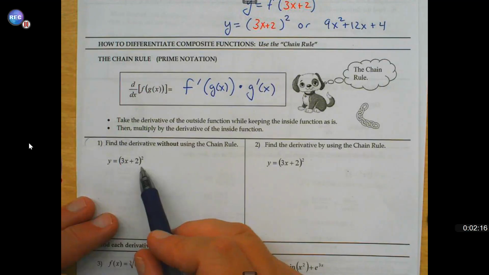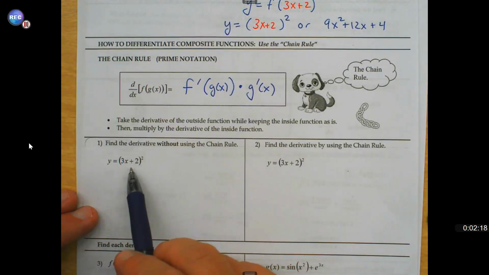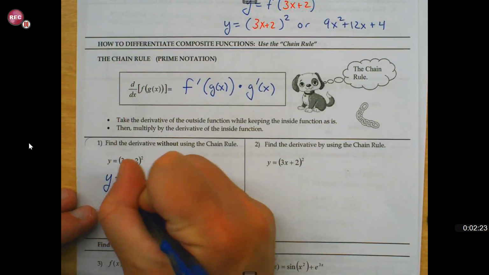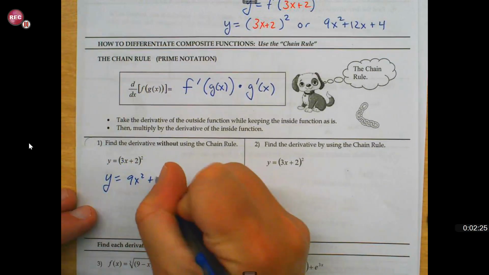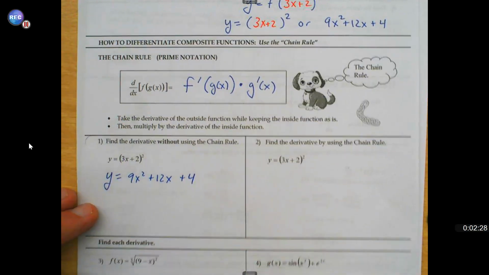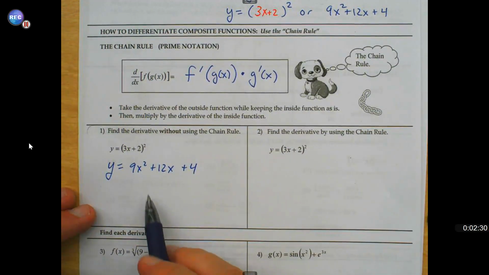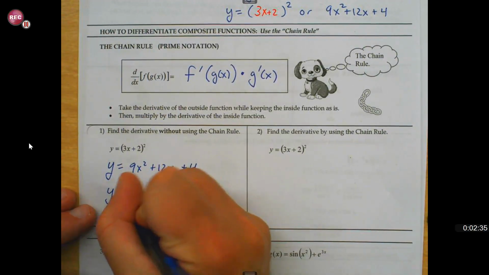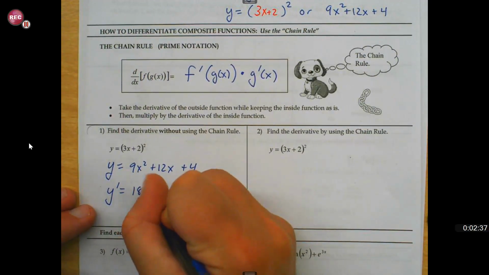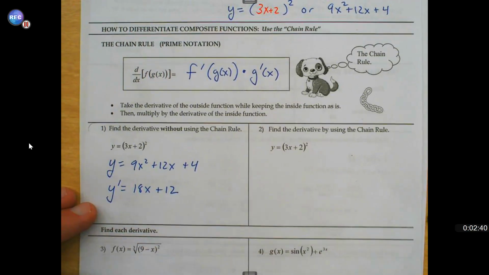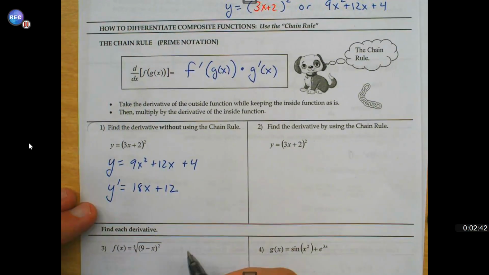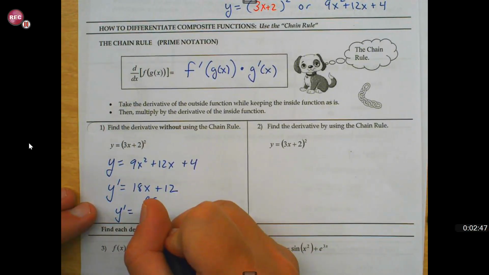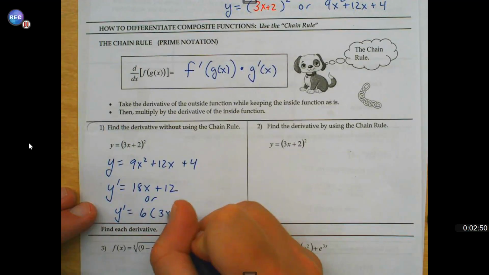Well, we could always write this in expanded form. If you notice, I'm just using this function from up here. And now that it's in expanded form, we could just differentiate one term at a time. So we could say y prime equals, using our power rule, 18x plus 12. And we could leave it like that, or we could write it in factored form, which would be y prime equals, we could take out a 6 and write 3x plus 2.